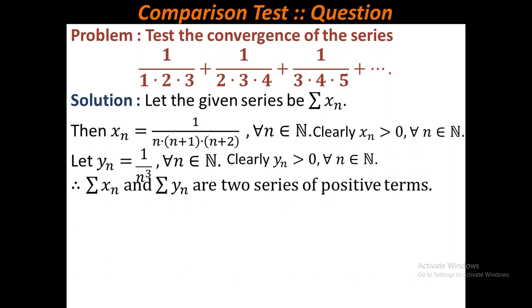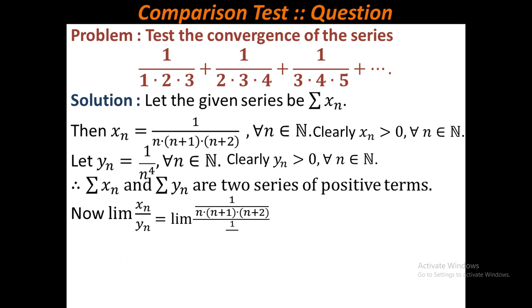Again, if you take 1 by n to the power 4 instead of 1 by n cube, what happens? Let's go into the calculation. Limit xn by yn means, if you calculate, this will be n to the 4 by that. See that in the denominator there is a 3 degree polynomial, but in the numerator is a fourth degree polynomial. As a result, the limit will be infinite. So infinite means the numerator is larger, the denominator is smaller. That is, when xn is convergent, yn is convergent. When yn is divergent, xn is divergent. Up to this you can conclude it.